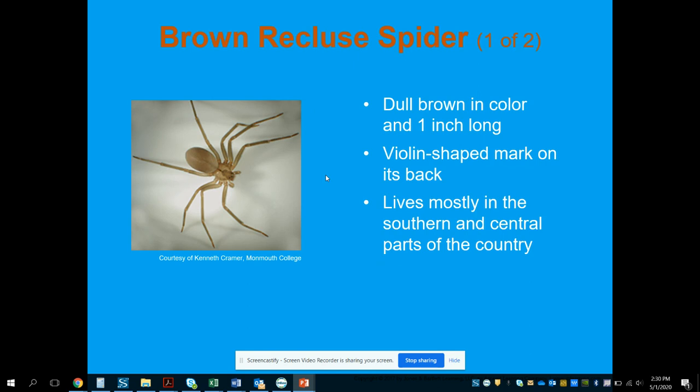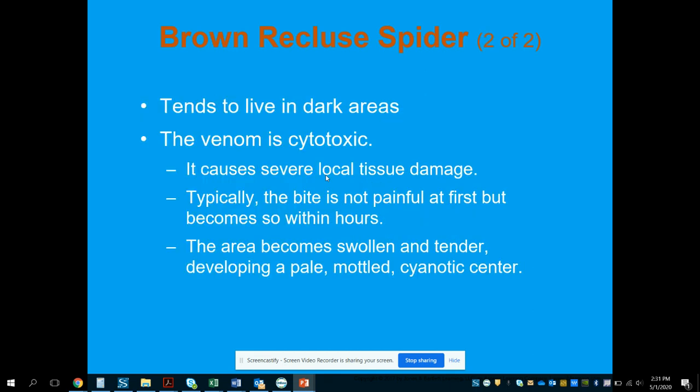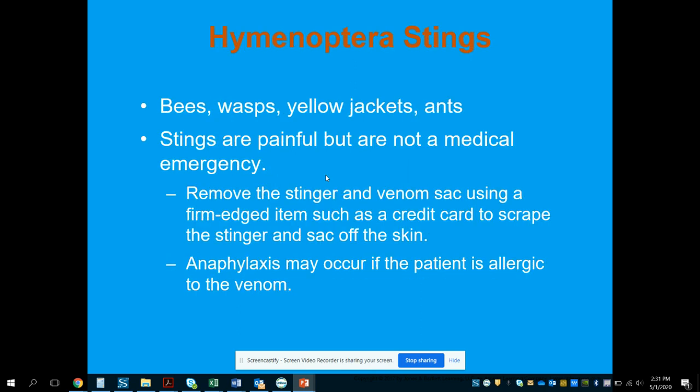Looking at brown recluse spiders, they are a dull brown color and about 1 inch long with a violin-shaped mark on the back. They live mostly in the southern and central parts of the country. They tend to live in very dark areas. This venom is cytotoxic, so it causes severe local tissue damage. Typically, the bite is not painful at first, but it becomes so within a few hours. The area becomes swollen and tender, developing a pale, mottled, and cyanotic center.